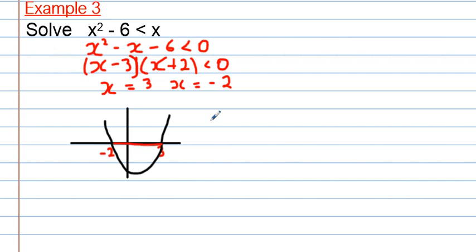Now we can write our inequality to be x is more than minus 2, because going that way is more than minus 2, and then x is less than 3. And we can combine the region to be x in the middle: x is less than 3 and more than minus 2.